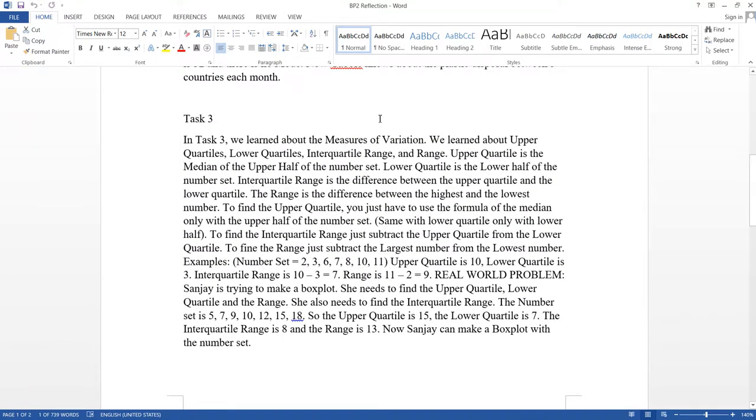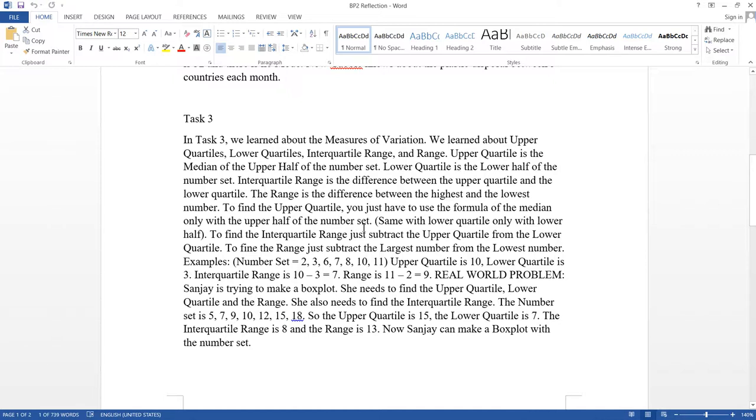So the lower quartile is the same but lower than the median, and the interquartile range is the difference between the upper quartile and the lower quartile, and the range is the difference between the highest and lowest number. So the outlier is a number that is a huge difference from the rest of the number set. So for example, 1, 2, 3, 4, 5, and 10. That 10 is an outlier, clearly.